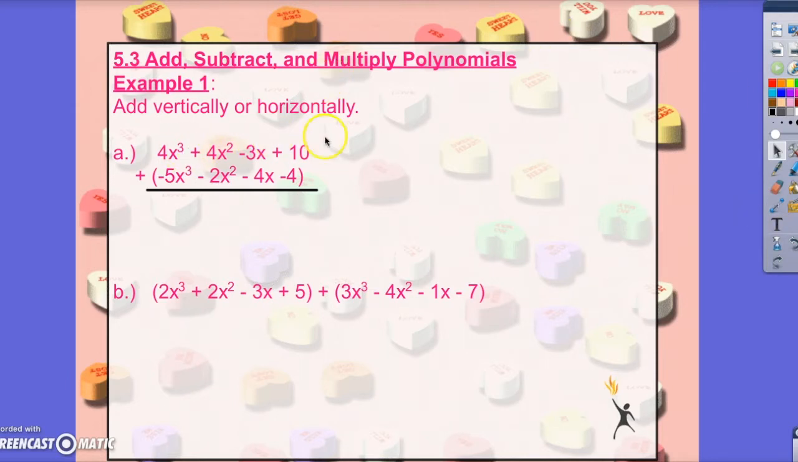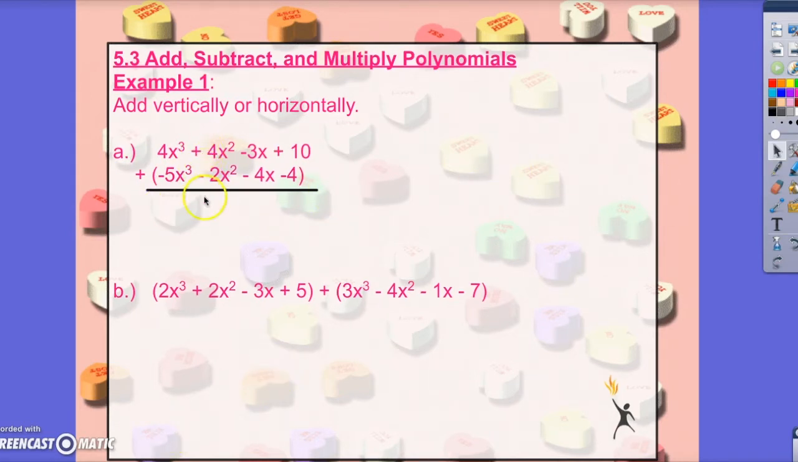Example 1 says add vertically or horizontally. However it's set up is how I want us to add, just to get an idea of the different ways that we can add polynomials. Okay, so for the first one here, if we take a look, everything is lined up. So we add or subtract going down the column here.